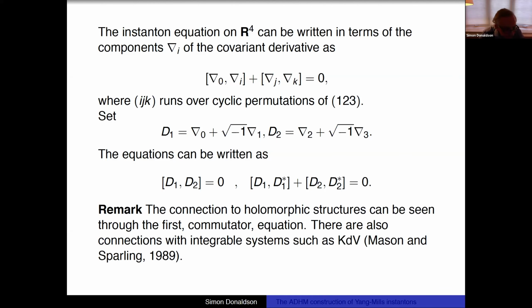There are also important connections with integrable systems, where one would talk about the Lax representation of a nonlinear equation, expressing it in Lax form as the commutator of two related linear operators. And there's a big literature relating these instanton equations to integrable systems, such as the KdV equations. One of the pioneering papers was Mason and Sparling in that direction.